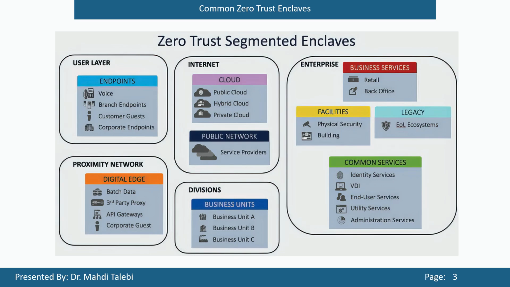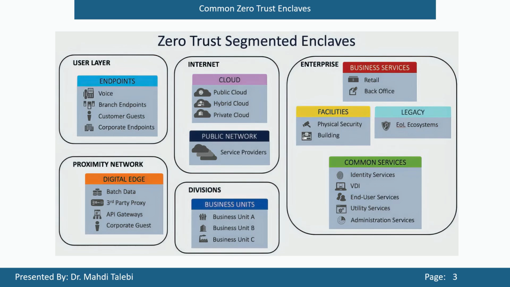6. Divisions and proximity network enclaves. Divisions might include different business units which could require unique access rights and security measures, while proximity networks focus on more geographically or logically proximate services such as batch data processing or third-party proxy services.